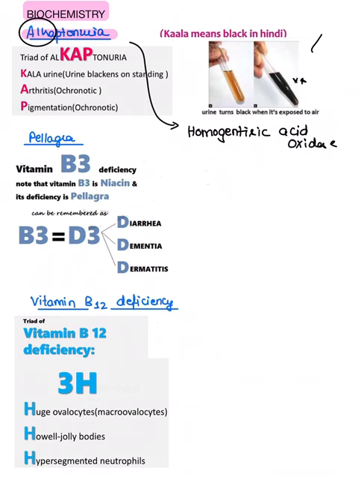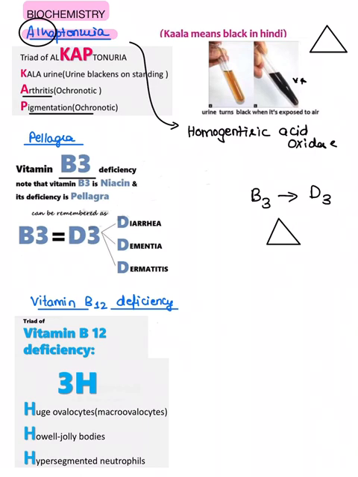So what is the triad of alkaptonuria? It is the triad of black colored urine, ochronotic arthritis and ochronotic pigmentation. Okay, now coming on to pellagra. Pellagra is due to vitamin B3 deficiency, so it causes the 3 D's: diarrhea, dementia and dermatitis, and ultimately may lead to death.